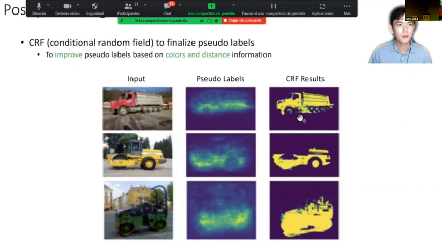semantic segmentation models. And the CRF will, based on the colors and the distance between the original input images and the given CAM, make the final pseudo labels for training. As you can see, the result of CRF is significantly better than the original, more coarse CAM.